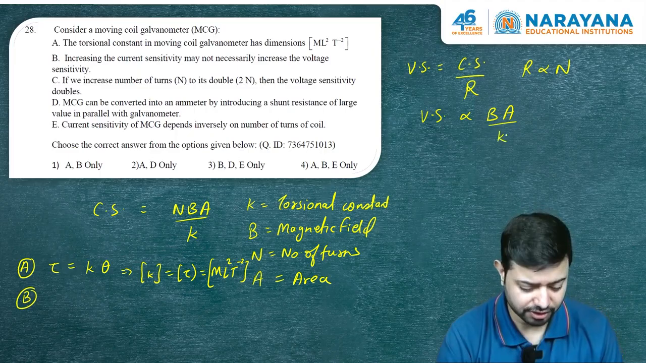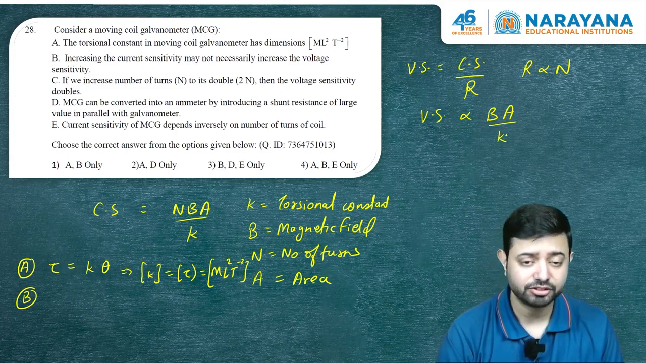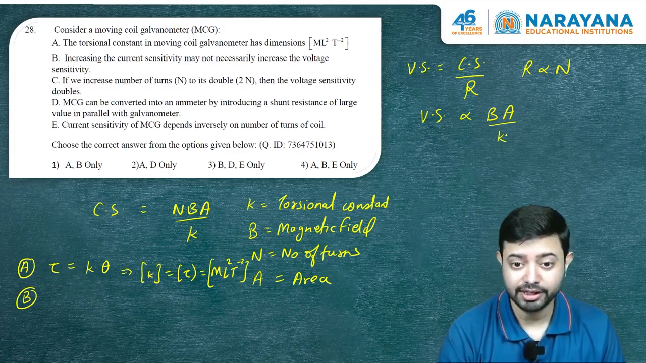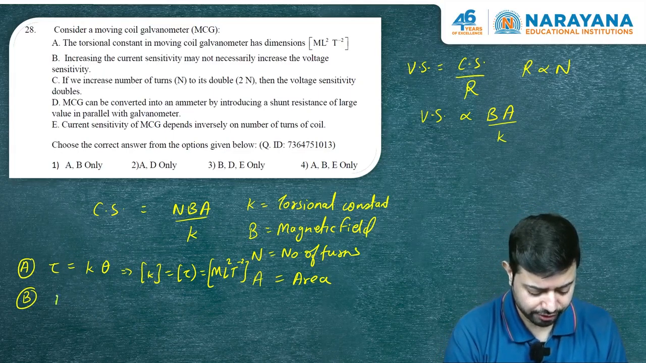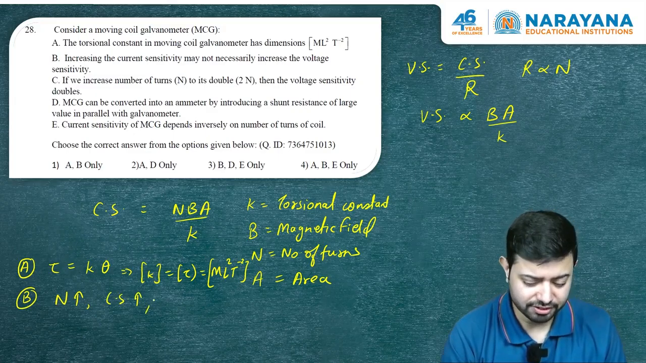So, increasing the current sensitivity may not necessarily increase the voltage sensitivity. It is true, it is given as "may not". Is it correct? Let us see. You can take an example. Suppose n is increased, what happens to current sensitivity? It increases. But what happens to voltage sensitivity?